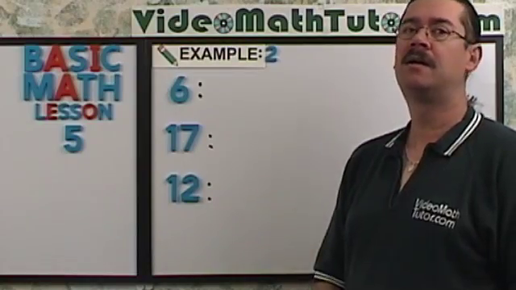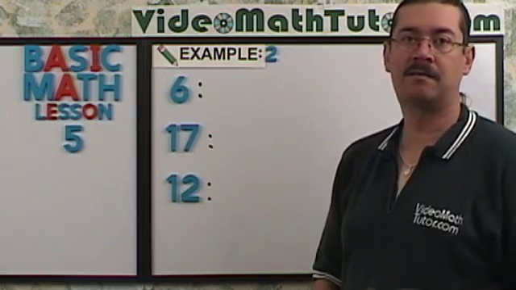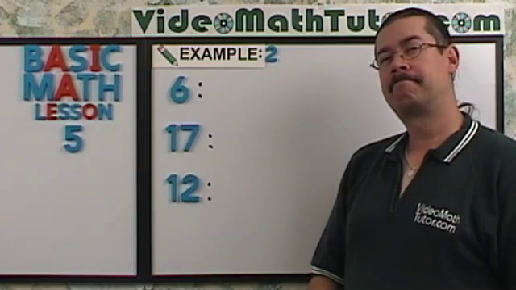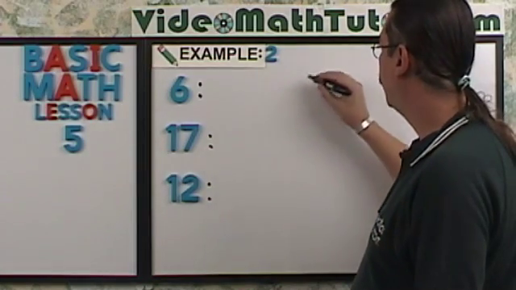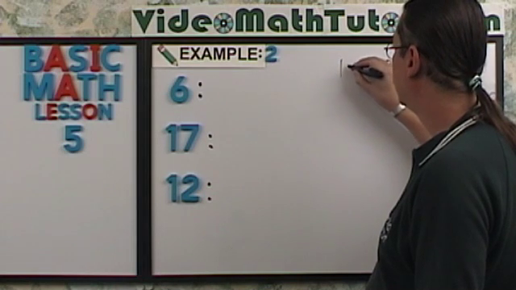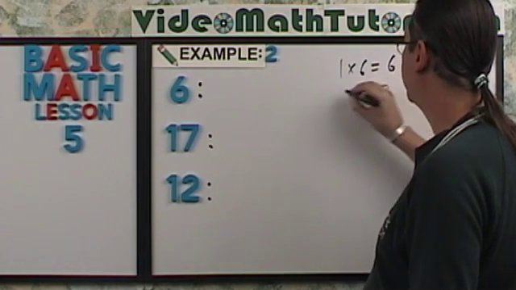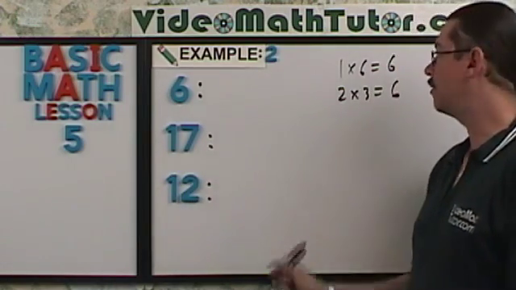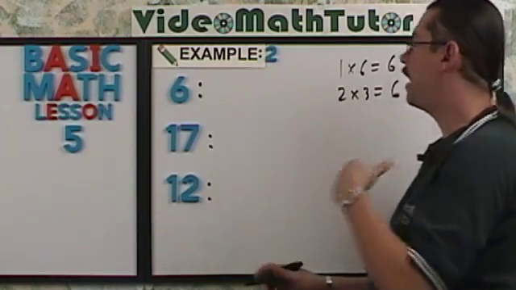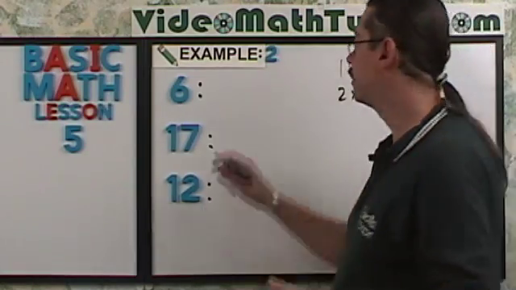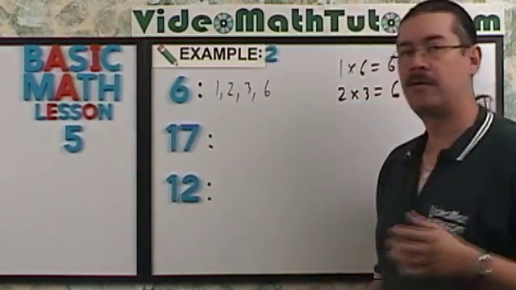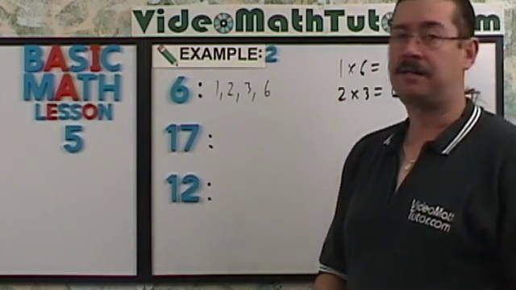Let's find out which of these are composite or not. 6, what do you think? Well, I know 1 times 6 is 6, but also 2 times 3 is 6. So disregarding order, I actually have 4 factors: 1, 2, 3, and 6. So 6 would be composite.